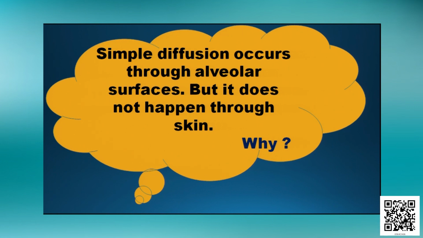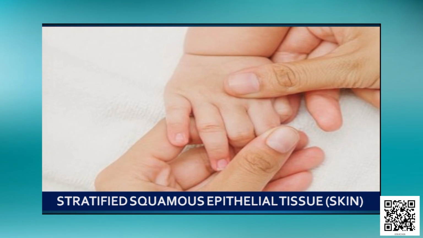And you know that in the alveoli, the simple squamous epithelial tissue is present, where diffusion occurs easily. But why does diffusion occur in the alveoli? Why not through our skin? Have you thought about why there is no diffusion in our skin? Let us find out. Yes, the skin is made up of stratified squamous epithelial tissue.